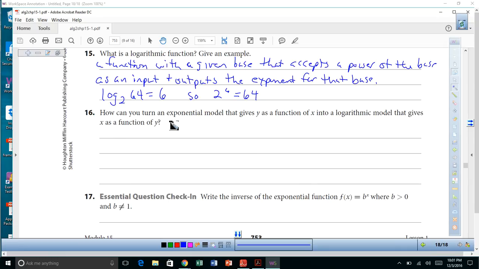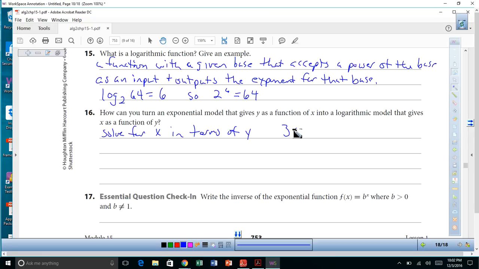How can you turn an exponential model that gives y as a function of x into a logarithmic model that gives x as a function of y? Okay, so solve for x in terms of y.